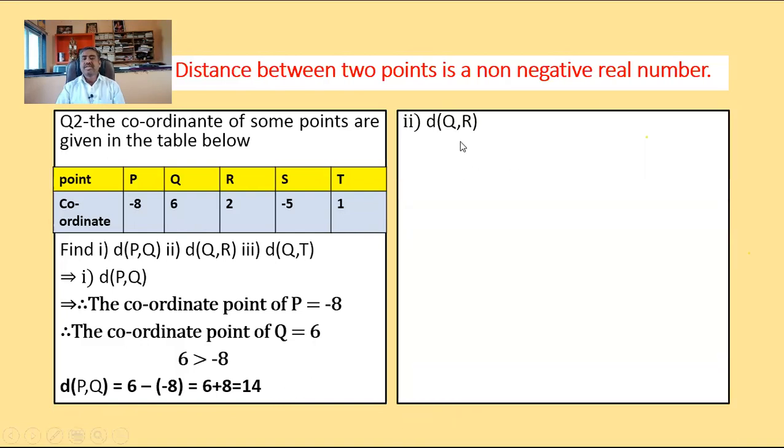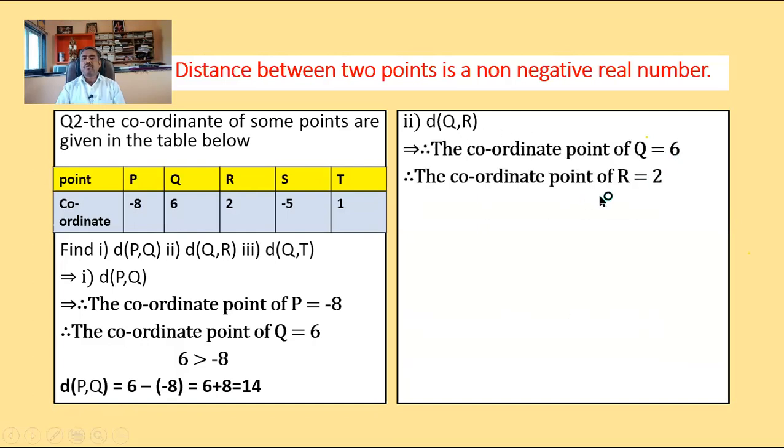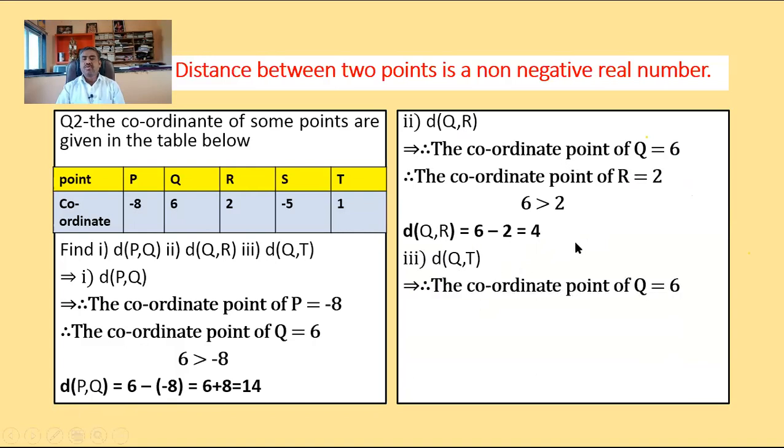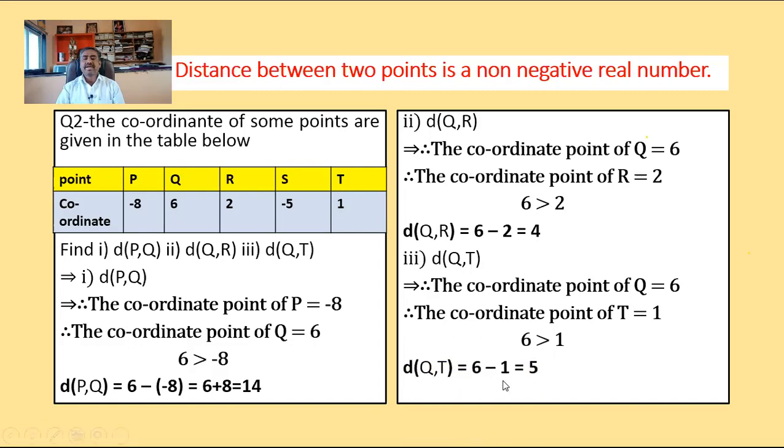Second, to find distance QR, the coordinate of point Q is 6 and the coordinate of point R is 2. Here 6 is greater than 2, then distance QR is equal to 6 minus 2 is equal to 4 units. And third, to find distance between point Q and T, distance QT. The coordinate of point Q is 6, the coordinate of point T is 1. Therefore, 6 is greater than 1. Hence, distance QT is equal to 6 minus 1 is equal to 5 units.